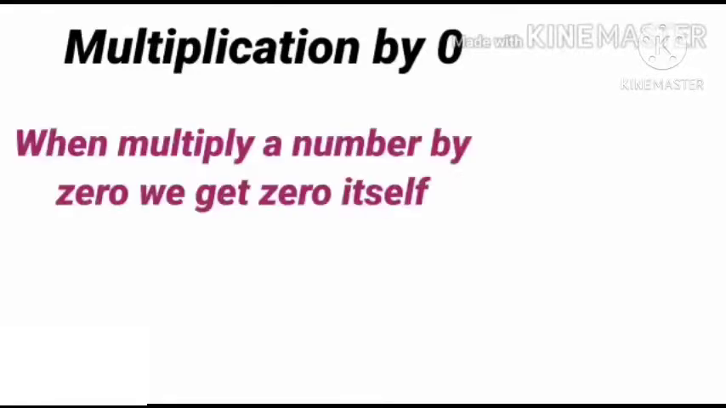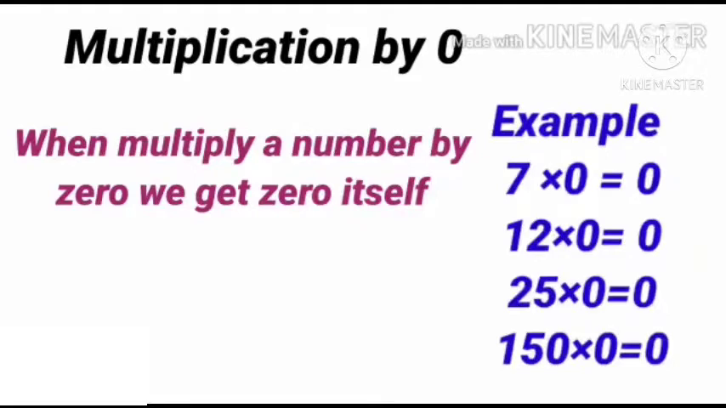Children, listen here. Let's learn how to multiply by 0. When we multiply a number by 0, we get 0 itself. Example, 7 into 0 equal 0. 12 into 0 equal 0. 25 into 0 equal 0. 150 into 0 equal 0.